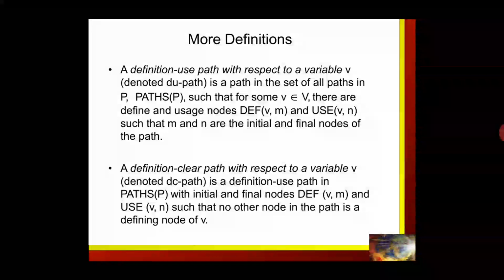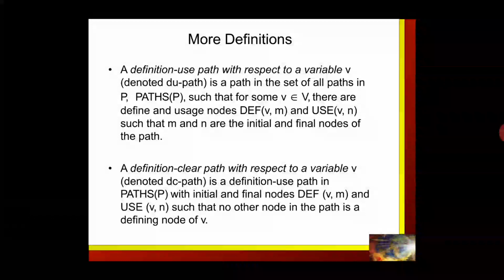So the main thing here is there are two nodes, m and n. m is the initial node and n is the final node. If there is a path between m and n, then that should be a defined path and a use path. I mean, at m the variable is actually defined, at n the variable is actually used. If there is a path between those two, then we can call it a definition use path. Okay, what is a definition clear path?